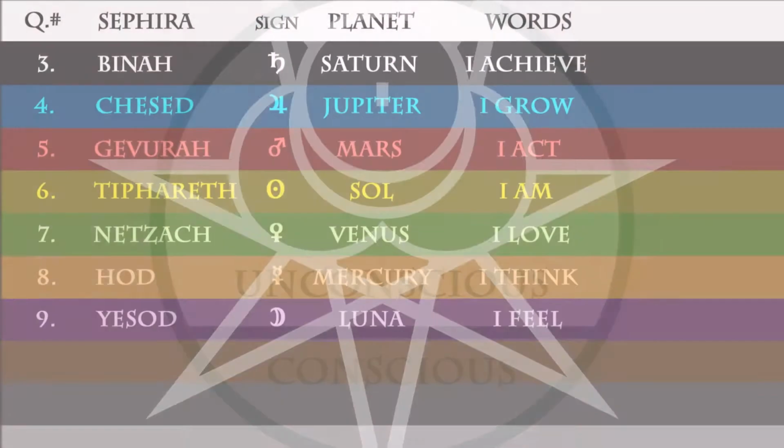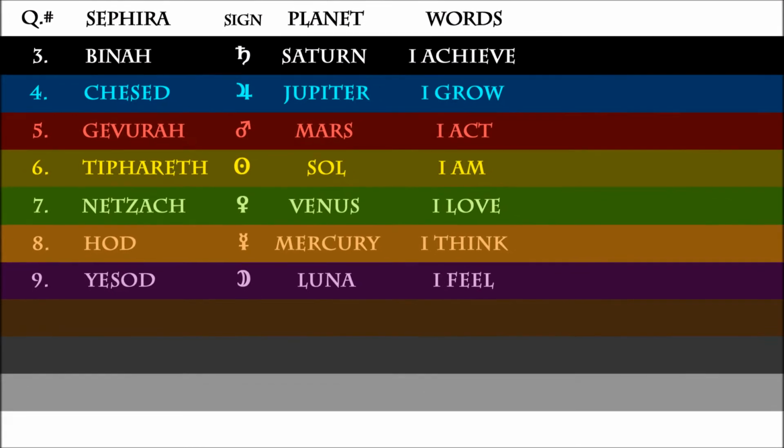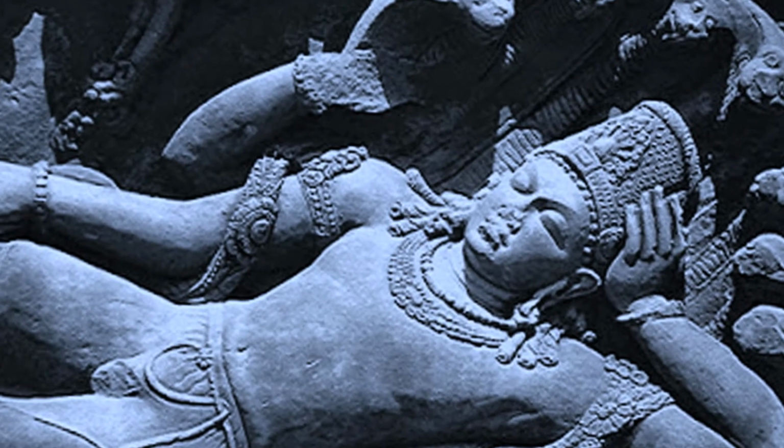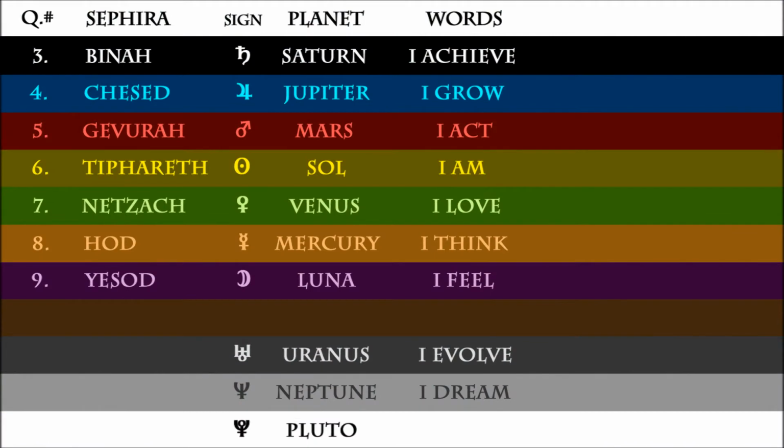So, okay, so just real quick for your purposes, Uranus, his words are, I evolve. Neptune says, I believe. No, I dream. Sorry, my mistake. I dream in a very kind of Vishnu-y sort of way. And then Pluto says, I empower.